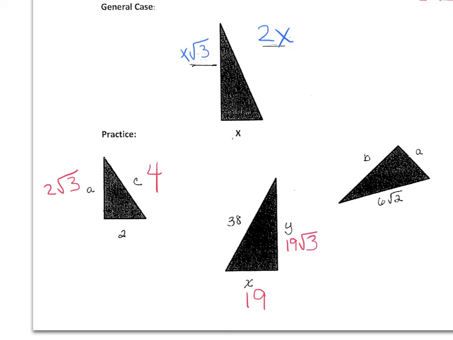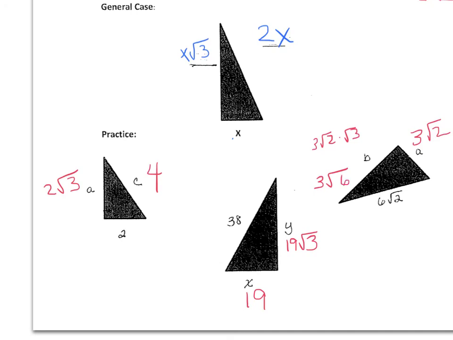The last one is a tricky question. The hypotenuse is 6 square root of 2. That means the short side would be half of that. Half of 6 is 3, so 3 square root of 2. And the long side would be the short times a square root of 3. So I'd have 3 square root of 2 times a square root of 3, which is a total of 3 square root of 6 for the long side.